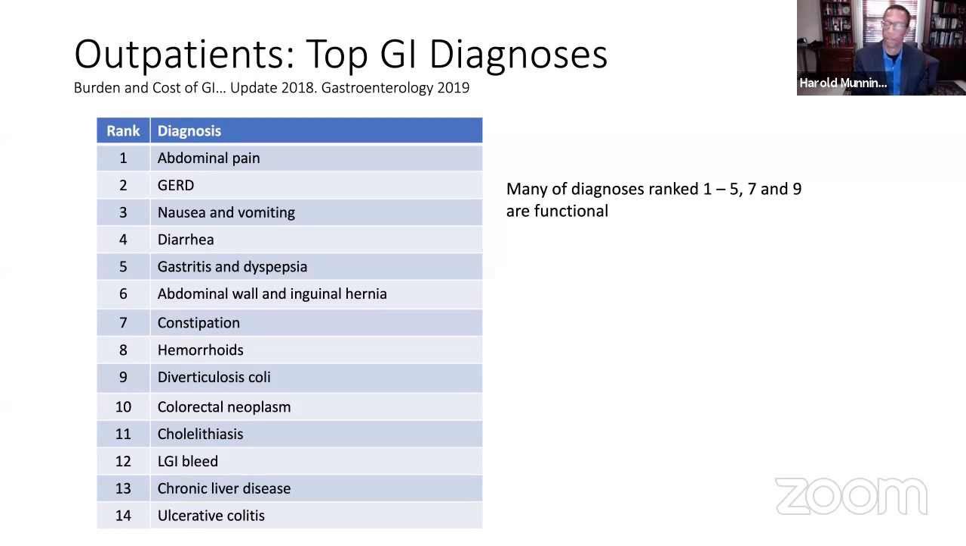Abdominal pain, that's the diagnosis that is on the patient's record. GERD, nausea and vomiting, diarrhea, gastritis. I mean, look at the top 10. We get quite a way down before we get to the hard diseases. And a gastroenterologist may come back and look at these and say, well, a lot of these patients whose diagnosis was abdominal pain may have had a functional disorder. Not everybody with gastroesophageal reflux symptoms has an organic cause.